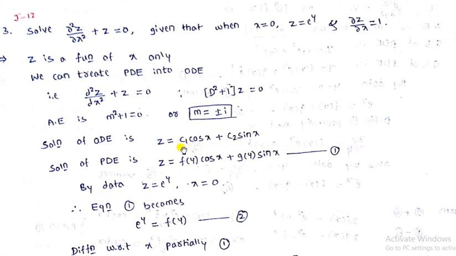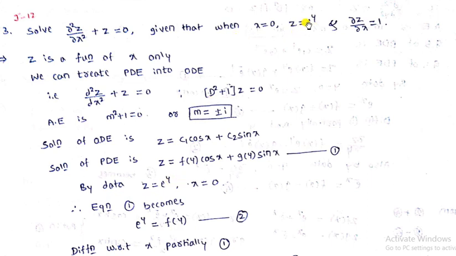We have to replace c1 and c2 by arbitrary functions f(y) and g(y) here, because z is a function of x, which means you have to replace them by f(y) and g(y). In the previous problem we used f(x) and g(x) because the given equation was ∂²z/∂y². Then use the given condition.